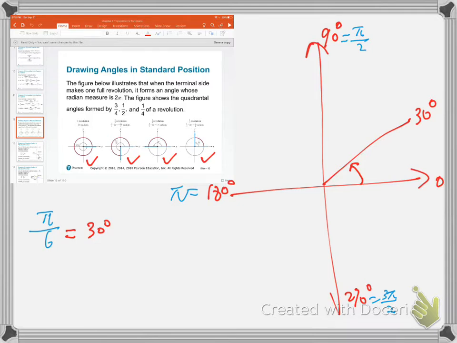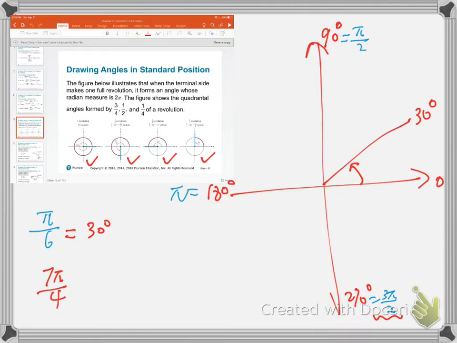Okay, so this is 30 degrees, or pi over 6. Now if you want to draw, let's say, 7 pi over 4. What is 7 pi over 4? If you know it, it's bigger than 3 pi over 2 and less than 2 pi, so it's in the middle of the 4th quadrant.